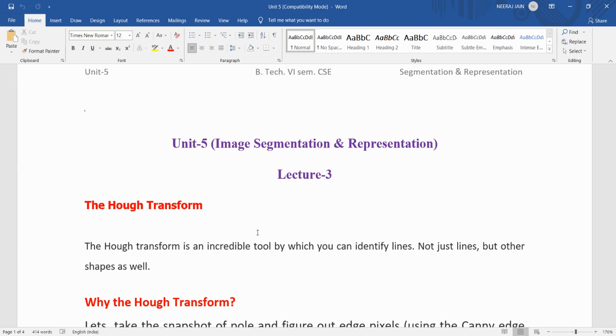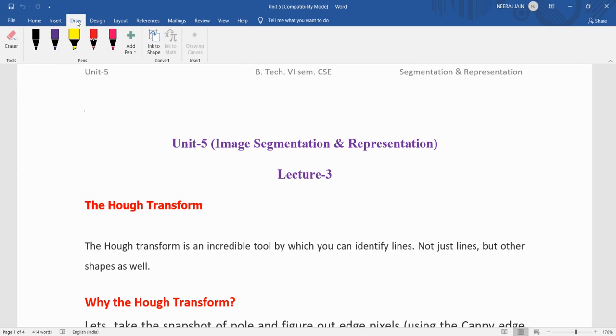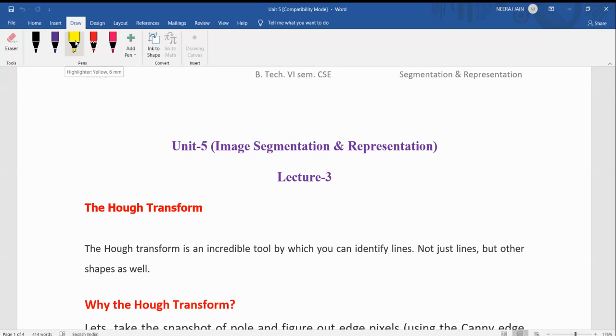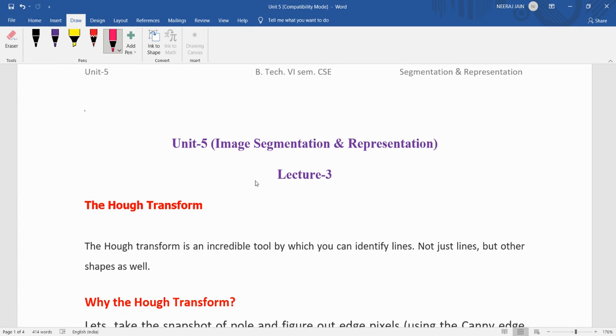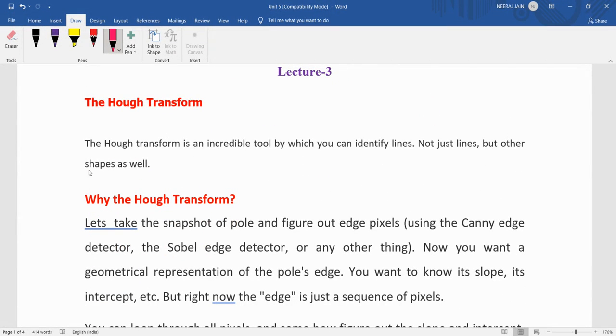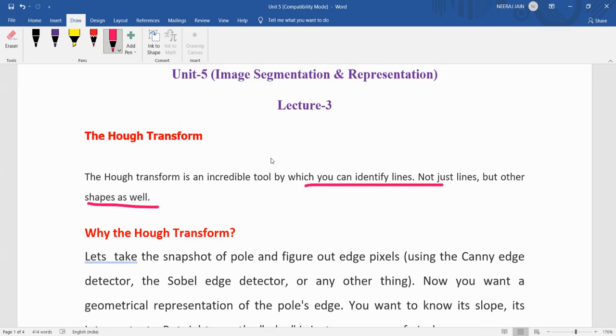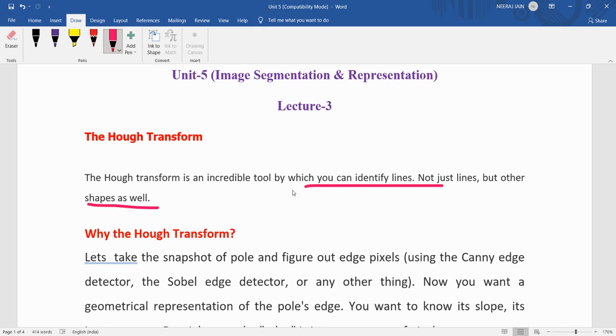Today we are going to discuss the Hough transform. It is a very important tool in digital image processing by which we can identify lines, not just lines, but other shapes as well. Many times in our image, we are not able to identify some hidden lines or images. That is possible with the help of the Hough transform. So it is a very important transform in this manner.